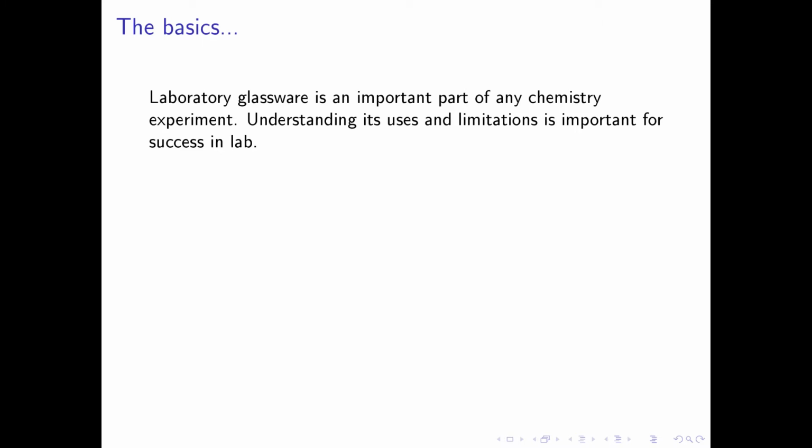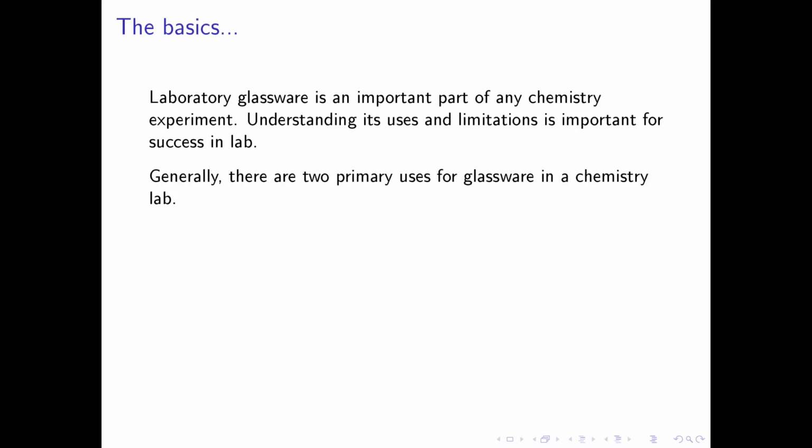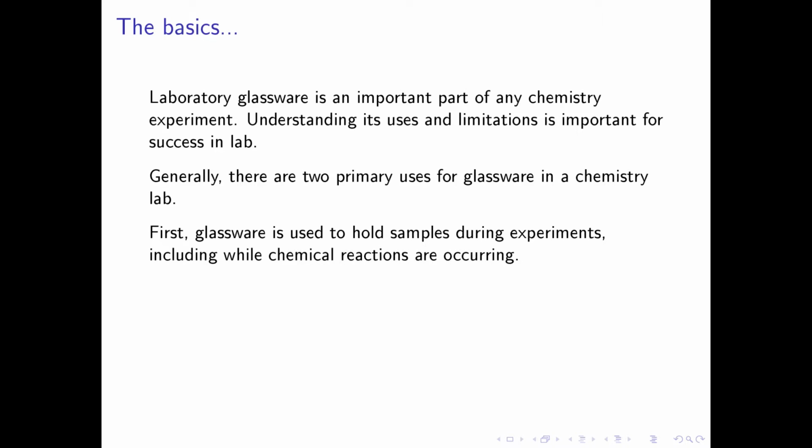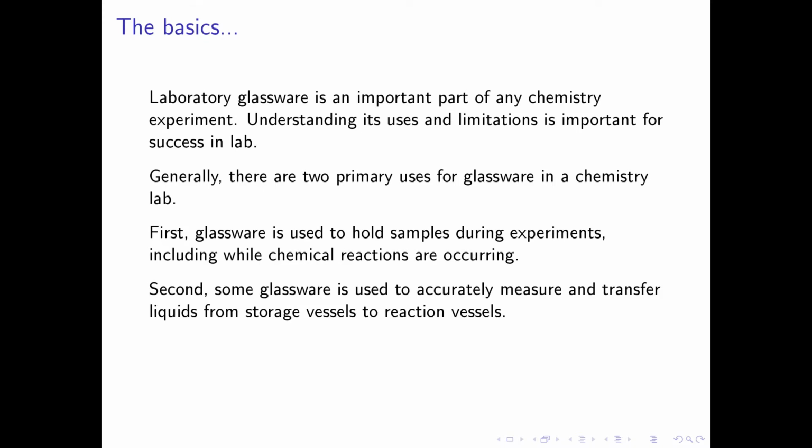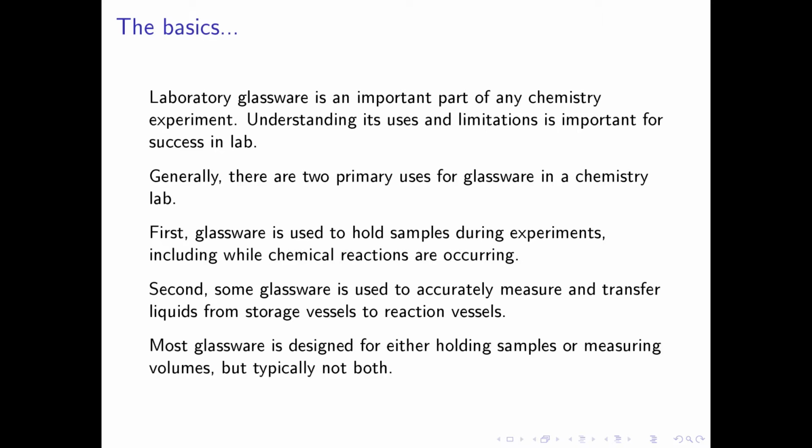Laboratory glassware is an important part of any chemistry experiment. Understanding its uses and limitations is important for success in lab. Generally, there are two primary uses for glassware in a chemistry lab. First, glassware is used to hold samples during experiments, including while chemical reactions are occurring. Second, some glassware is used to accurately measure and transfer liquids from storage vessels to reaction vessels. Most glassware is designed for either holding samples or for measuring volumes, but typically not for both.